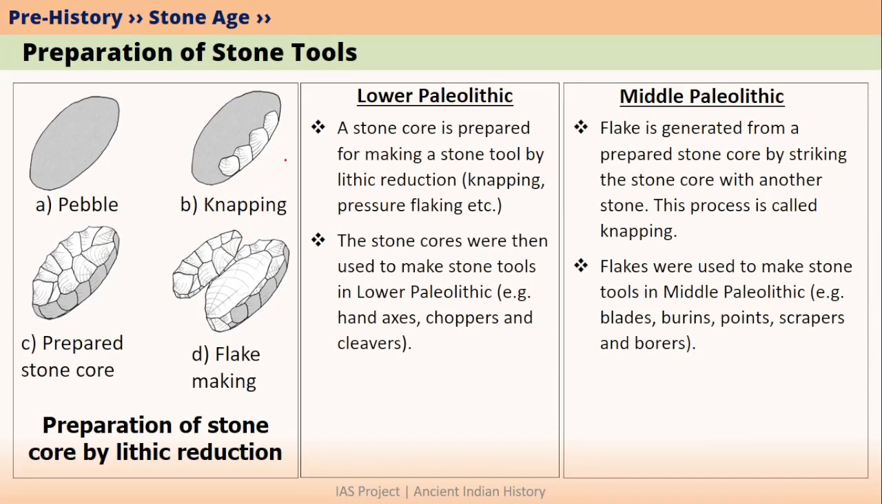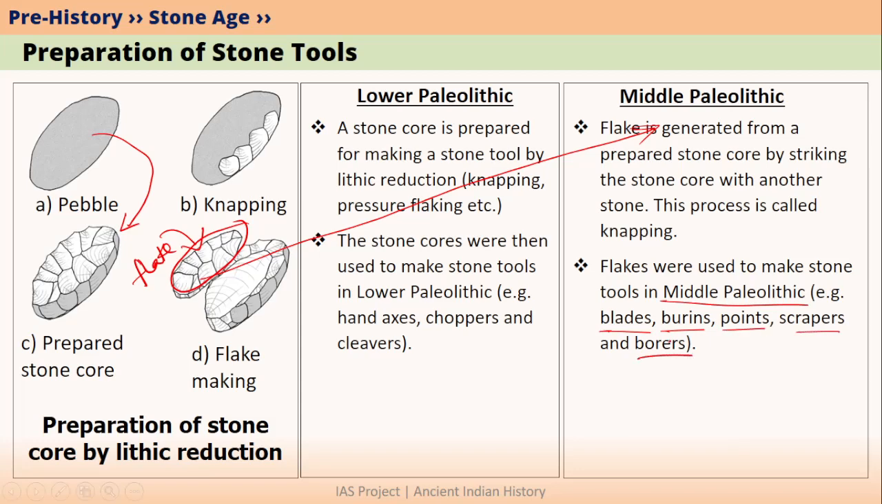If we talk about how flakes were made, we saw how a pebble is converted by knapping into a prepared stone core. And once the prepared stone core is prepared, one more hit is made so that such kind of material is removed. This material is basically called a flake. Flake is basically a thin layer of stone. This is how a flake was made. And these flakes were used in Middle Paleolithic age to make flake stone tools. What were the flake stone tools that were used in Middle Paleolithic? They were nothing but blades, burins, points, scrapers and borers.